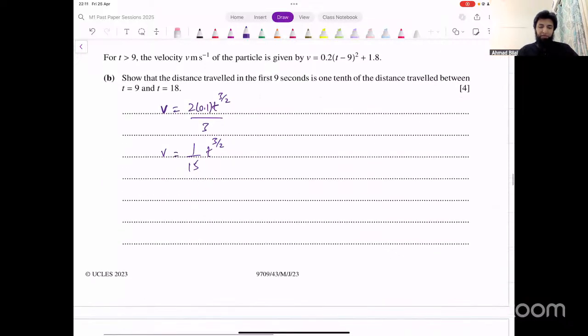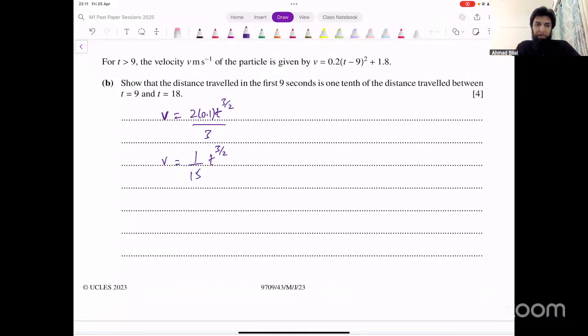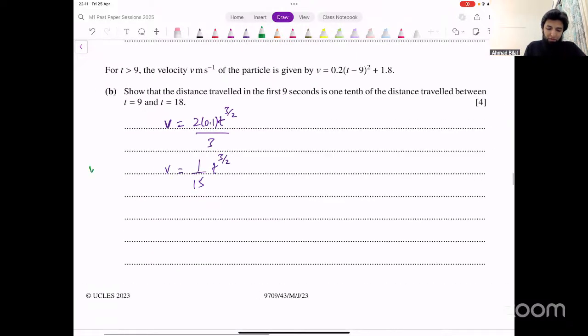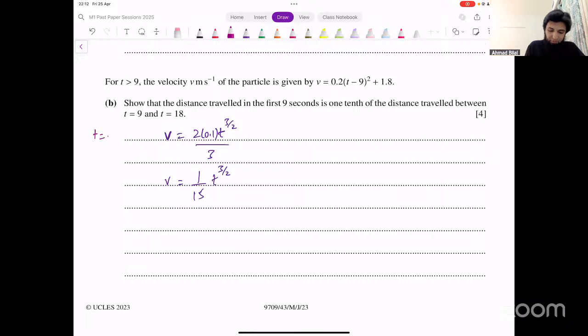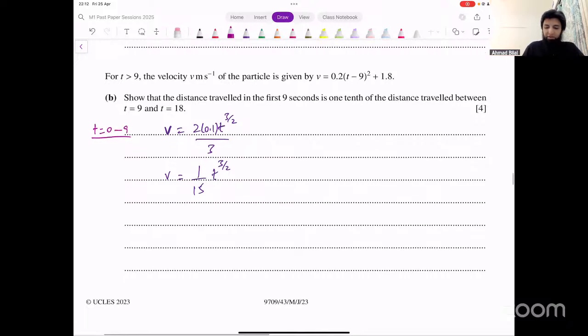Now, you can check for change in direction because we have to find distance traveled. When you have to find distance traveled, we always check if the direction changes at any point. In this case, if you put v equal to 0, you only get t equal to 0 from that. That means there's no change in direction. Okay. In the first 9 seconds, there's no change in direction. So you can directly integrate this and input the limits.